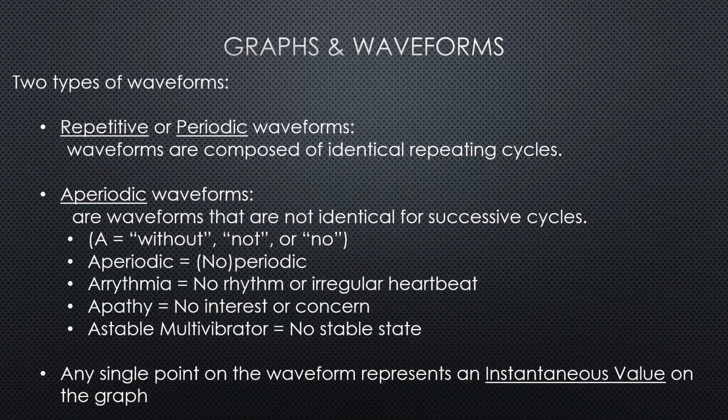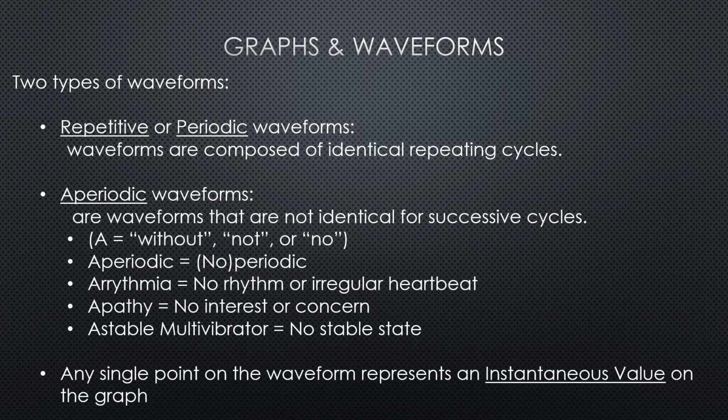So basically we've got two types of waveforms. We've got a repetitive or periodic waveform. These are waveforms that are repeating and are identical after each cycle. And an aperiodic waveform, which is a waveform that does not have successive cycles or is not identical.